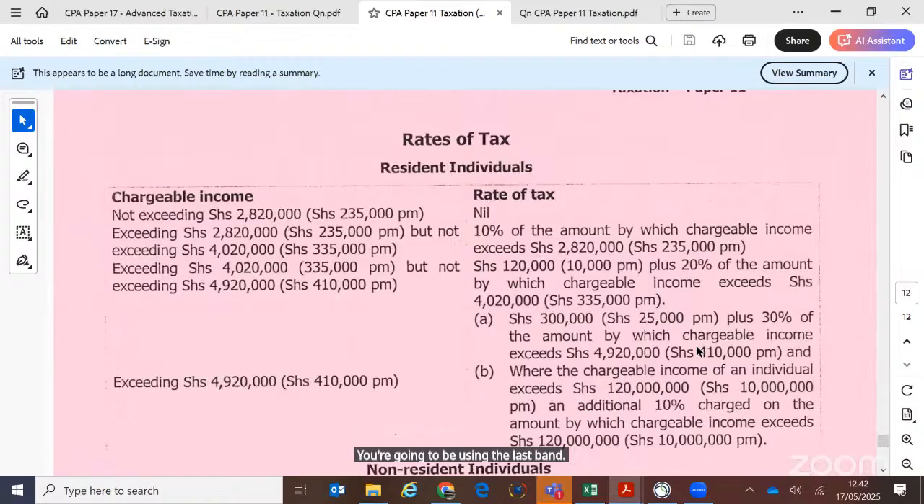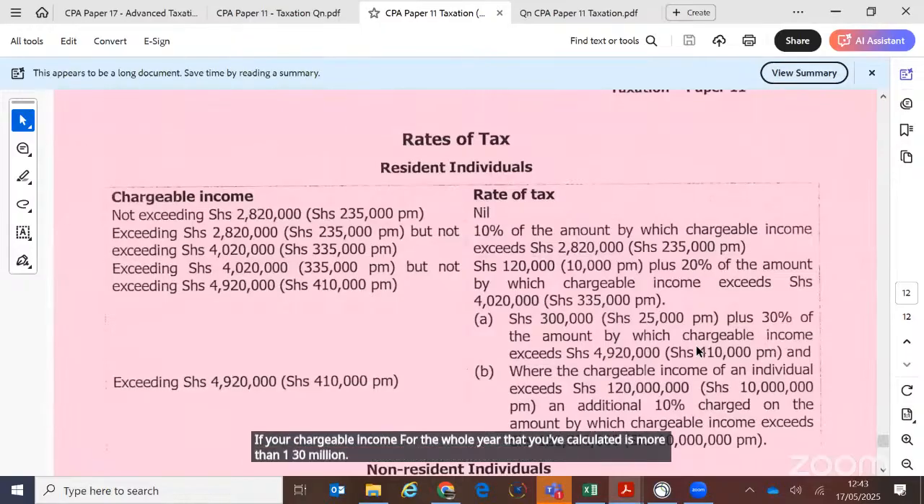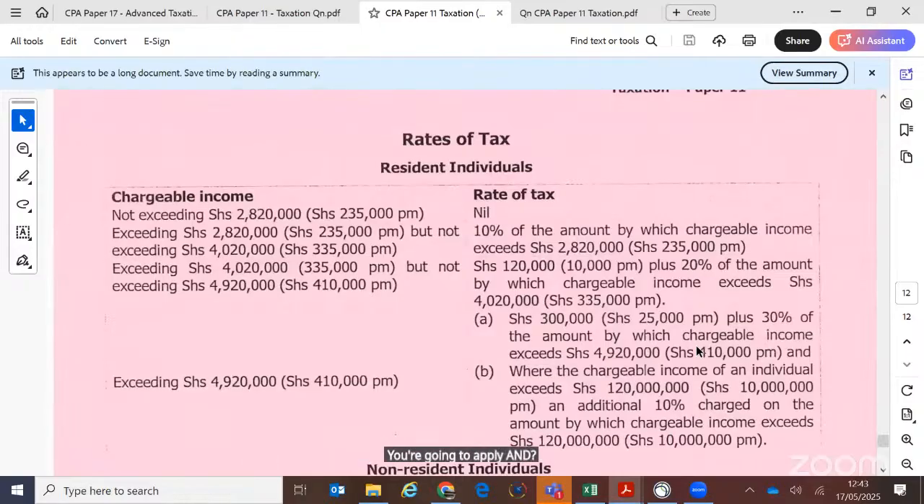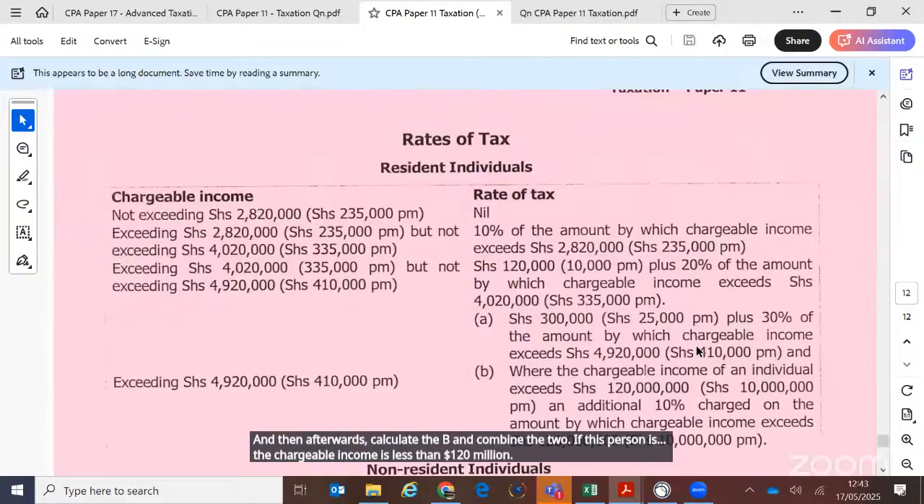The last band that says exceeding 4,920,000. But they are saying in that band, there are two rates. For people who are earning more than 120 million, and for people who are earning less than 120 million. If your chargeable income for the whole year that you've calculated is more than 120 million, you're going to apply A and B. You calculate as if it is A, and then afterwards calculate B and combine the two. If the chargeable income is less than 120 million, you only apply A.